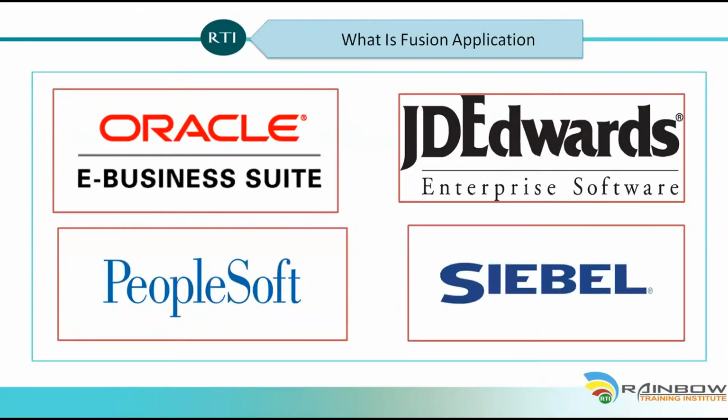First we'll talk about what the Fusion application is. We have different ERP solutions. We have the Oracle EBS solution, and we have JD Edwards, PeopleSoft, Siebel, and more ERP solutions like Microsoft Dynamics. Each ERP solution is offering some features; Oracle EBS, for example, is offering a financial solution, an HR solution, and an SCM solution.